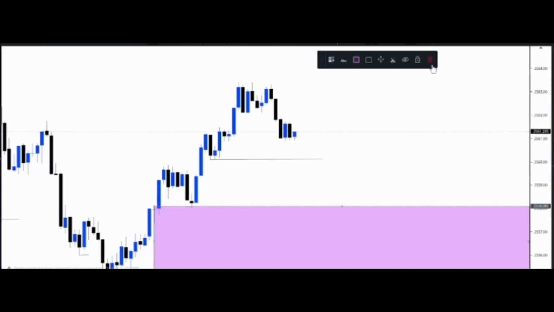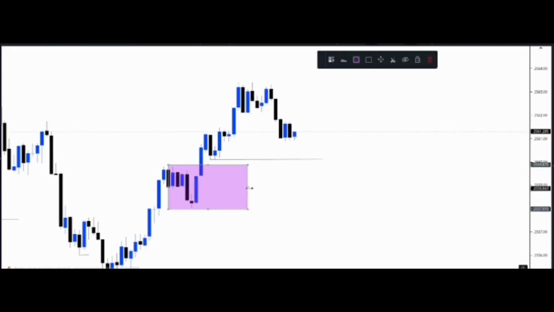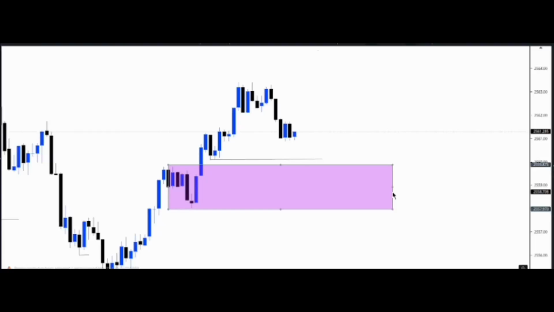So we want to look at the 1M. After taking out inducement, if it takes out inducement, now this will become our area of interest. This one is our area of interest. Okay? Clear area of interest. Now, let's continue to advance price and see what happens.